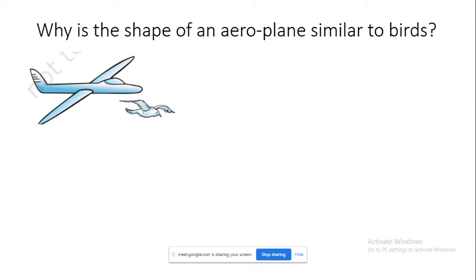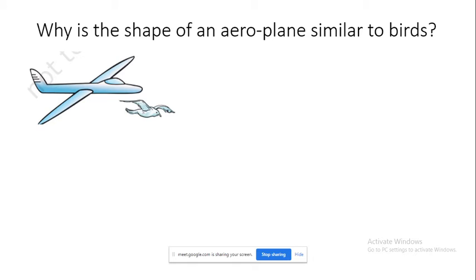Now, can you tell me why the shape of an aeroplane is similar to that of birds? Have you noticed this? Here you can see an aeroplane and a bird. They are kind of similar, right? Ma'am, these two wings are balancing the pressure exerted by the air, ma'am, and they can fly in air. Okay, Pranati is saying it is because of the pressure exerted by the air, air pressure.